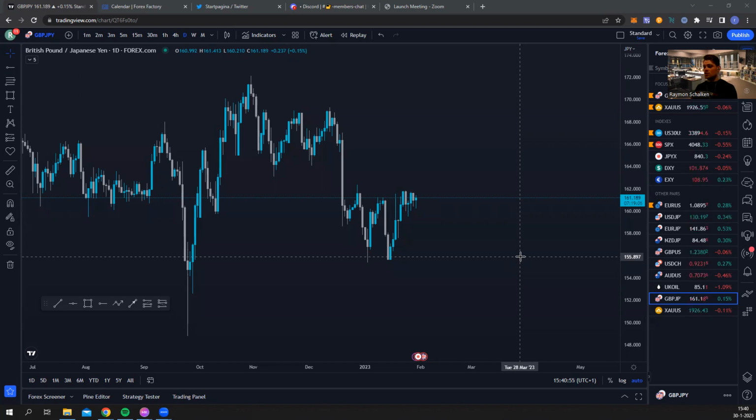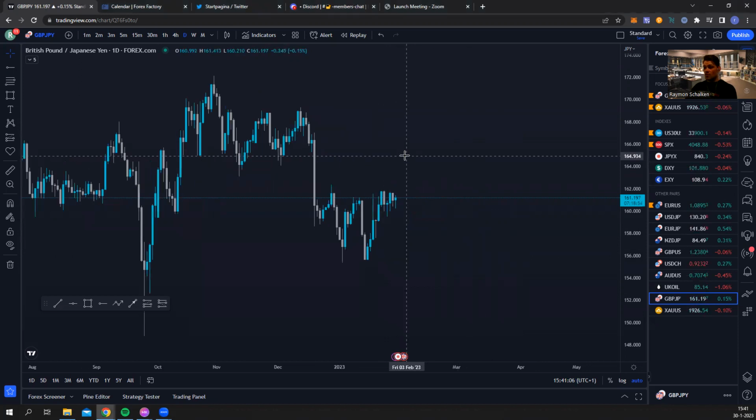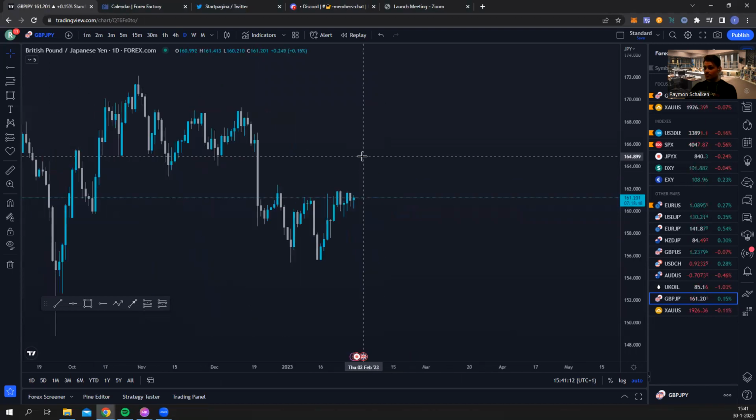So, the charts. Here we are, looking at GJ on a daily chart. Every day, I record a stream for the people in Discord so they can learn how I analyze the market and how I watched it. Okay, so we did this all before it happened. So the daily time frame.